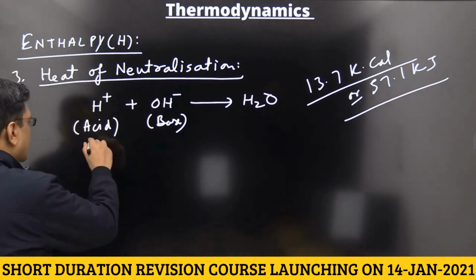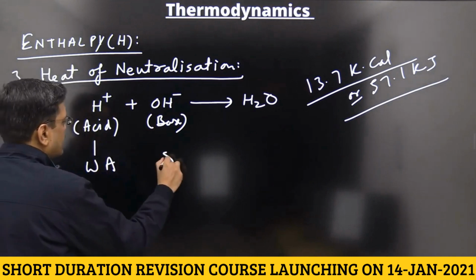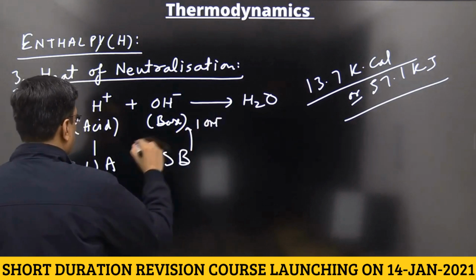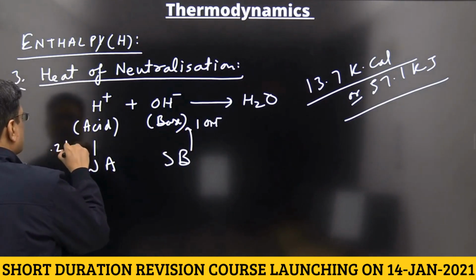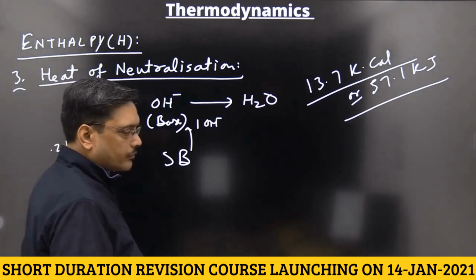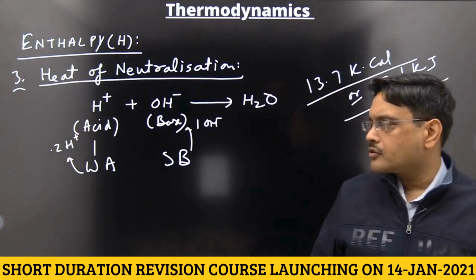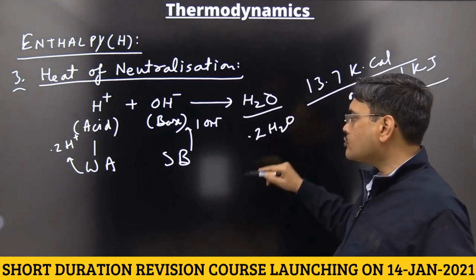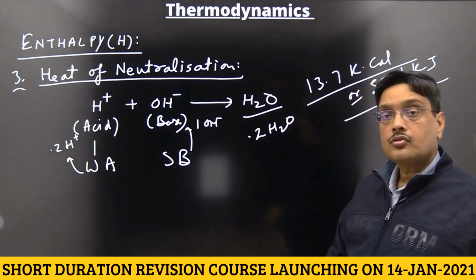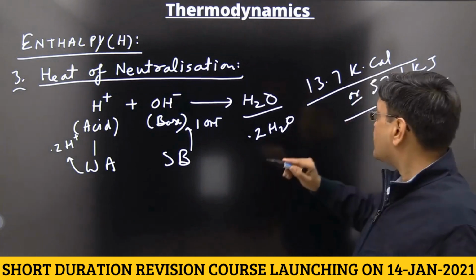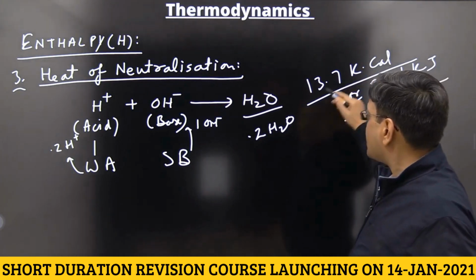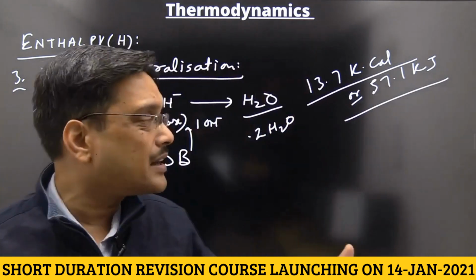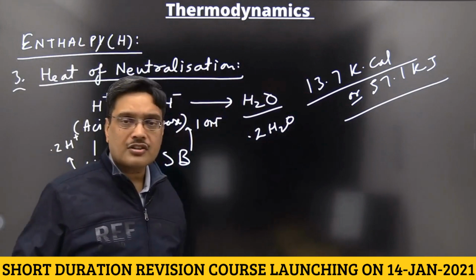Supposing that you take a weak acid and here strong base completely ionizes to give 1 OH minus ion, but weak acid is feebly ionized, supposing that it gave 0.2 H plus ion. So how many water molecules are formed? Only 0.2 water molecules are formed. So the heat released was 13.7 into 0.2, only, not the 13.7, because the whole water molecule is not formed.